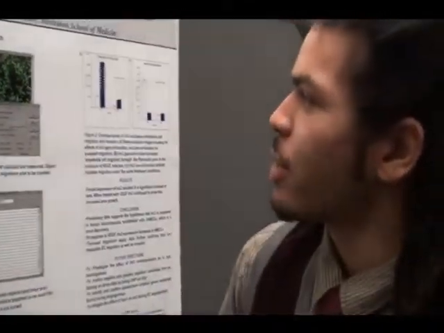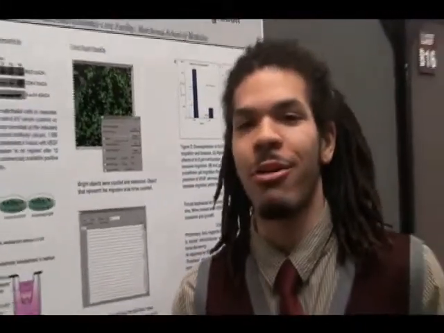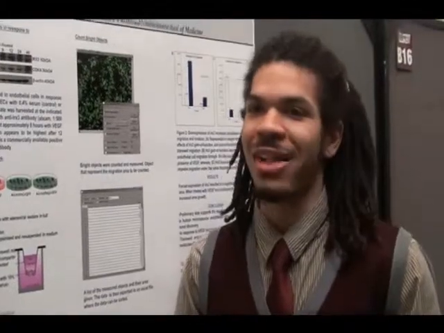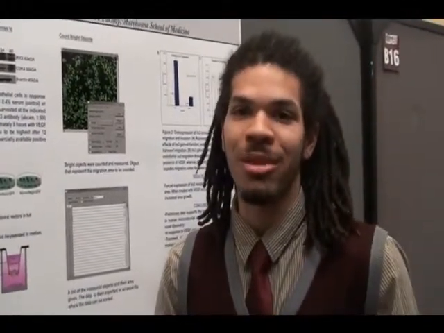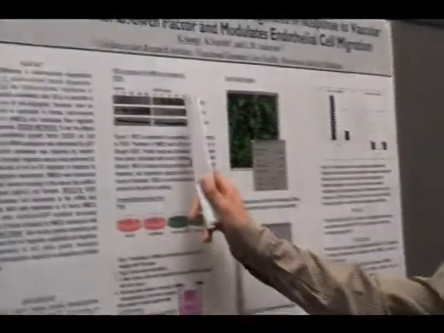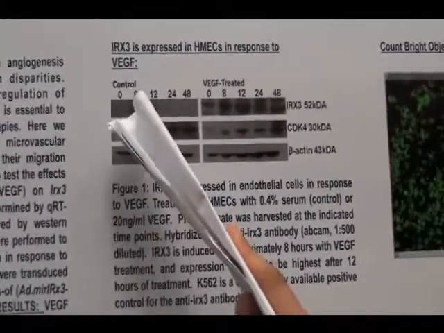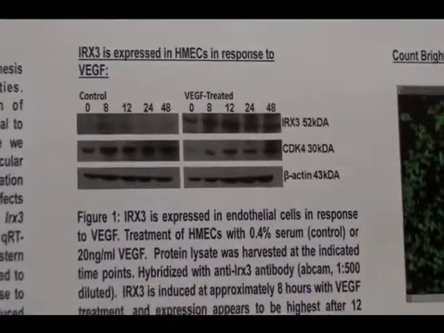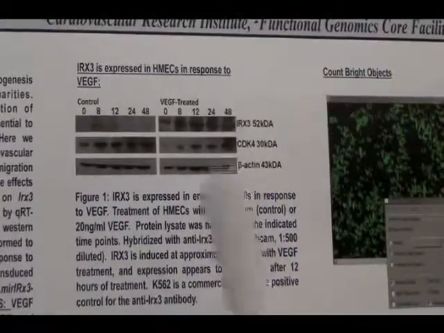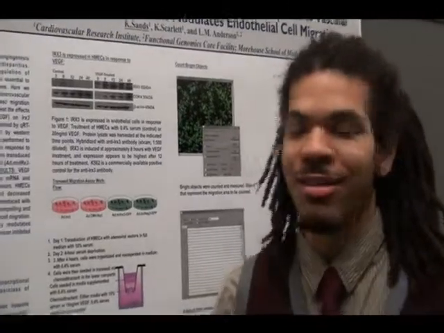So first, we can see that when HMVECs, which are human microvascular endothelial cells, are treated with VEGF, which is a vascular endothelial growth factor, we see that there is an increase in expression of IRX3. Compared to the control, where it's not as fully expressed, IRX3 is much more highly expressed when it's treated with a growth factor to promote cell growth.